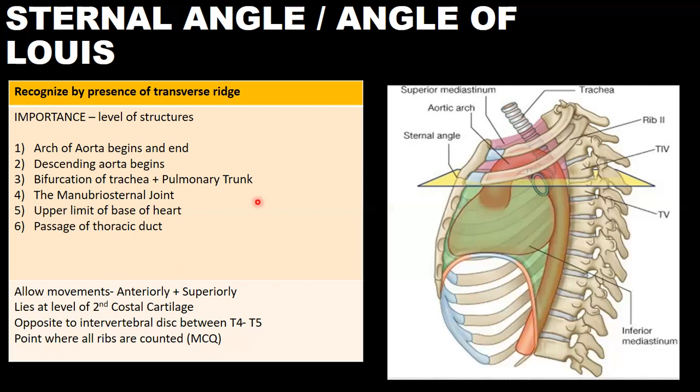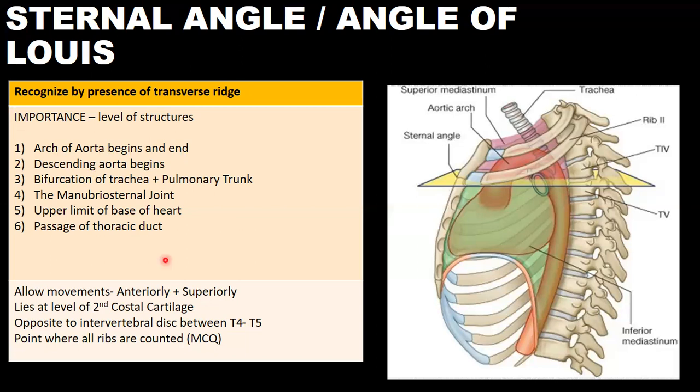Then we have the ascending aorta, the descending aorta, then the bifurcation of our trachea and the pulmonary trunk, and we have the manubriosternal joint, the upper limit of the base of the heart, then the formation of our cardiac plexus also over here. So these are the important levels of the structure. You need to remember the important ones I have mentioned, and whatever I have spoken, just write it down. It will be convenient for you to revise this. So the type of movement it allows is anterior and superior.